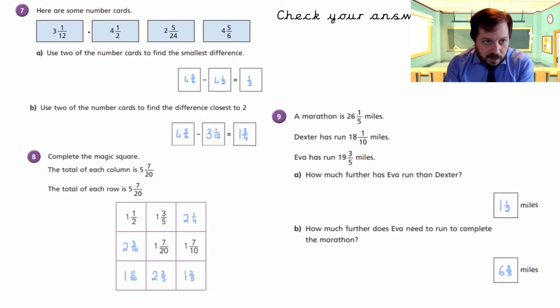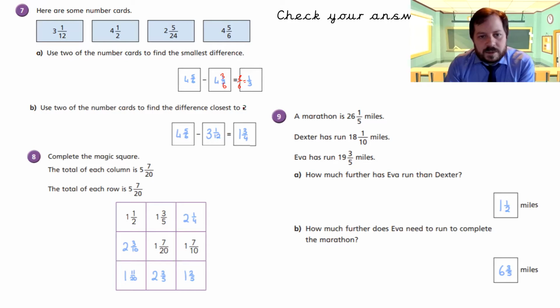So here are some number cards. Use 2 of the number cards to find the smallest difference. So you're looking at the ones you think are the closest. 2 and 3, that's a good distance apart. These two both have 4 whole ones, and then they're just looking at 5/6 and a half. Depending on which way round you do it, you can do it this way round. That becomes 3/6. And then you just do 4 minus 4 is nothing, 5 minus 3 is 2, 2/6. And 2/6 is the same as 1/3.